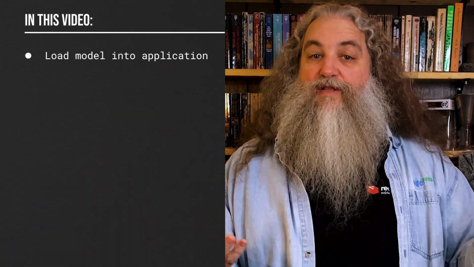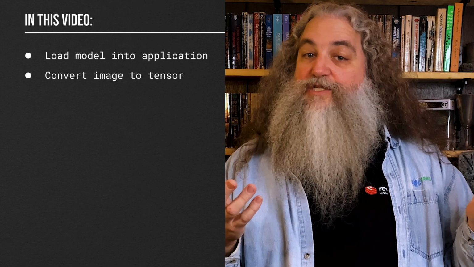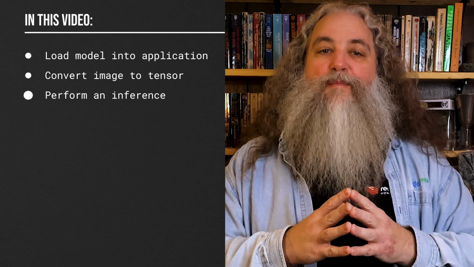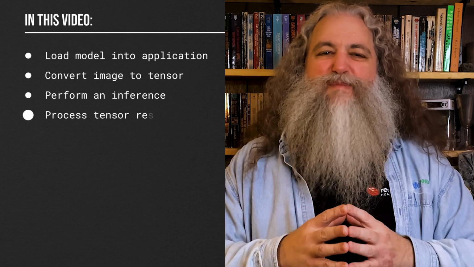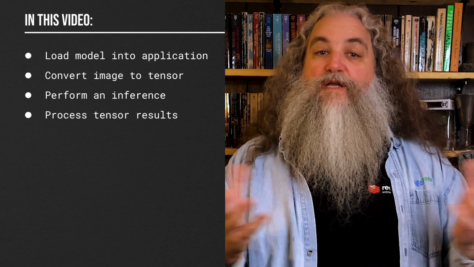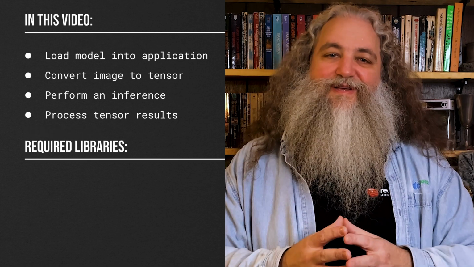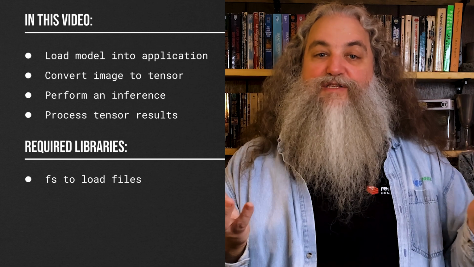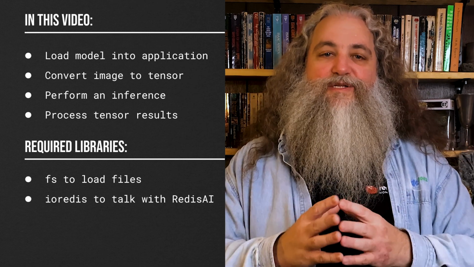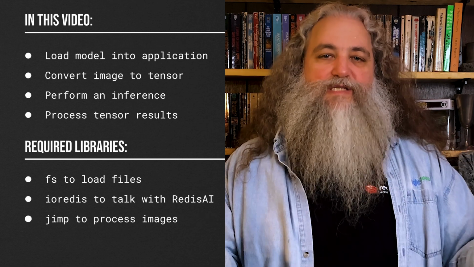I'm going to cover the code that loads the model, converts the images into a tensor that our model can understand, performs an inference with that tensor, and then processes the results. We'll look at some of the required libraries first. We're using FS to load files from the file system, IO Redis to talk with Redis AI, and GIMP to process our images.